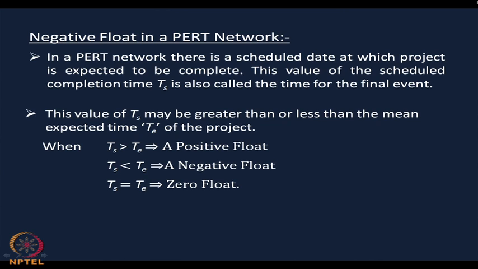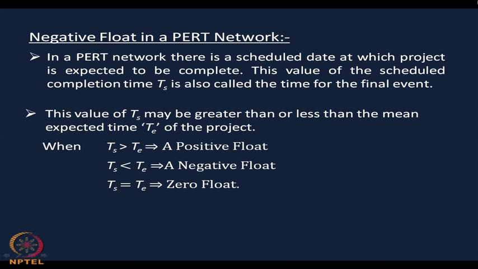What is negative float? You have found the expected value, right? The expected value is your TE. Now, the value for which the schedule completion time, that we call the expected schedule time, we denote as TS. So this value TS is the schedule completion of the project. What is the relation between TS and TE? Your TS is your schedule completion time, whereas TE is the expected completion time.